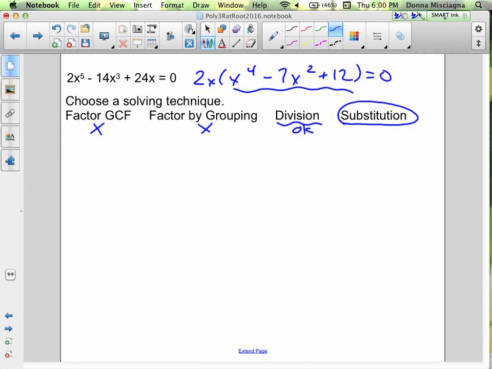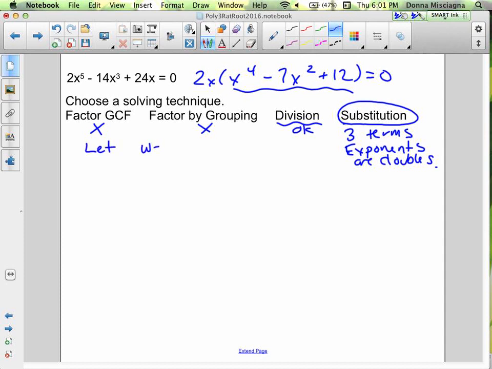The reason we can use substitution here is notice that we have 3 terms, and our exponents are doubles. We have a square and a 4th power. All right, so let's factor the x to the 4th minus 7x squared plus 12, and we'll find our other 4 solutions.